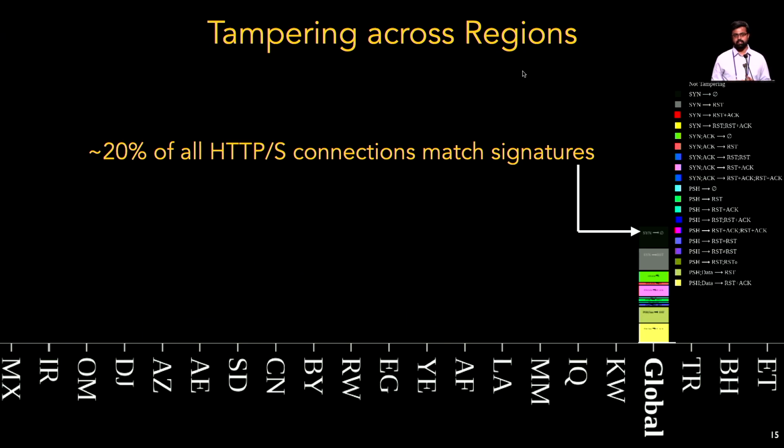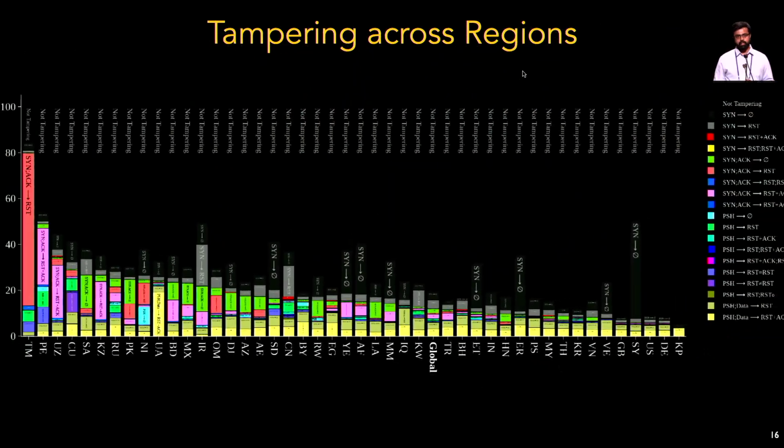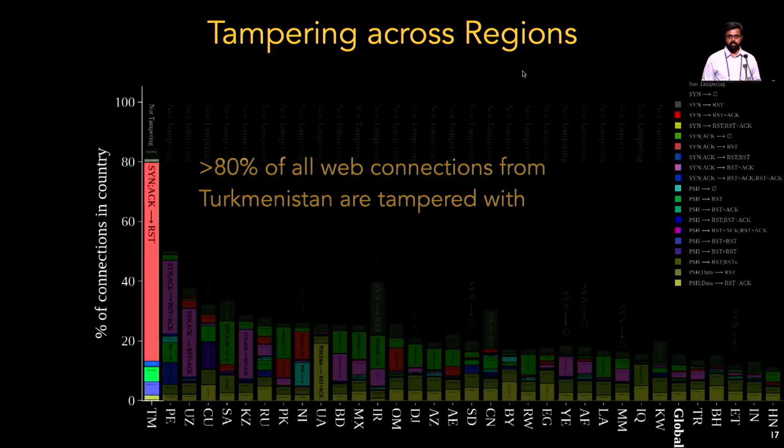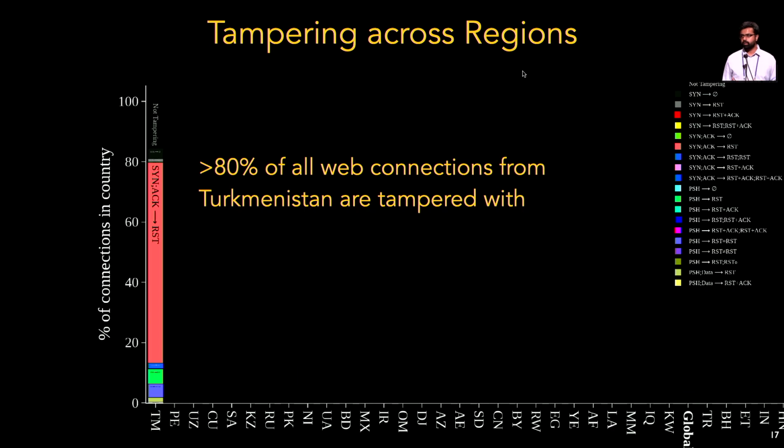It is in part due to the fact that there are a lot of networks that perform a lot of tampering. So this is a few select networks that do a lot of tampering. But we did see a uniform rate of tampering across all networks, too. We saw that more than 80% of the connections originating from Turkmenistan match one of our tampering signatures. But this was sort of expected since Cloudflare and other CDNs are largely blocked in Turkmenistan.